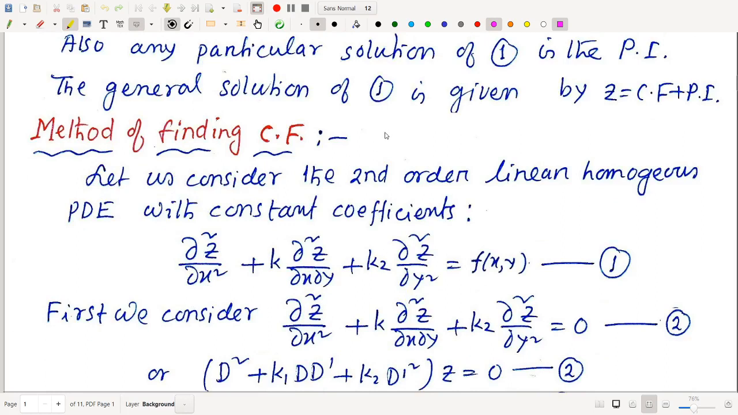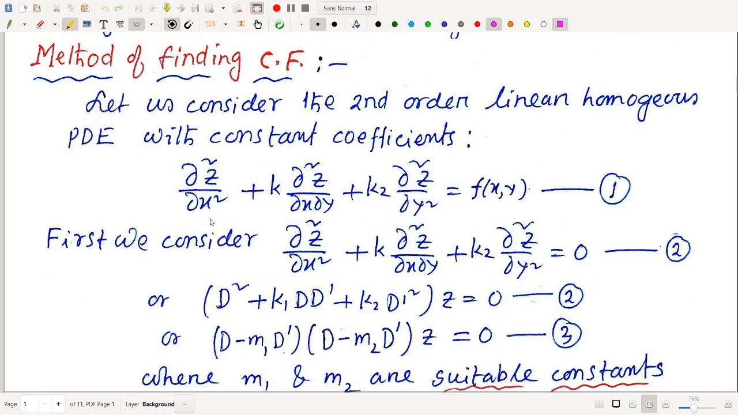Now method of finding CF. How to find CF? How to find PI? First we shall see CF. Let us consider the second order linear homogeneous PDE with constant coefficients, del square z by del x square plus k1 del square z by del x del y plus k2 del square z by del y square equal to f(x,y), number 1.